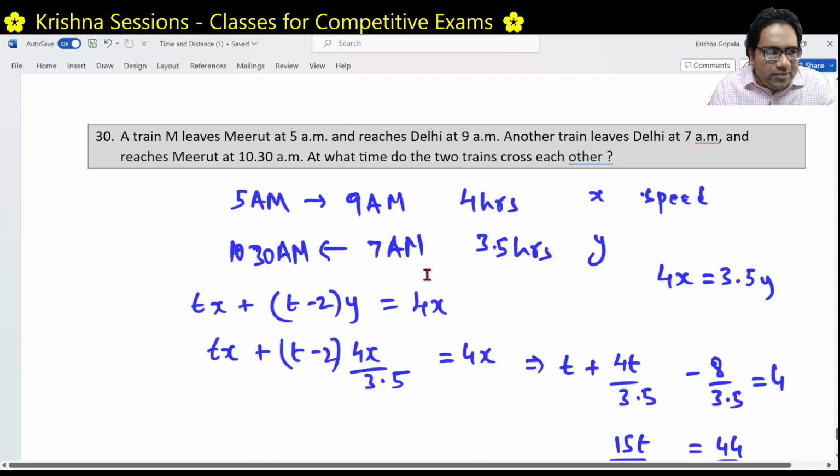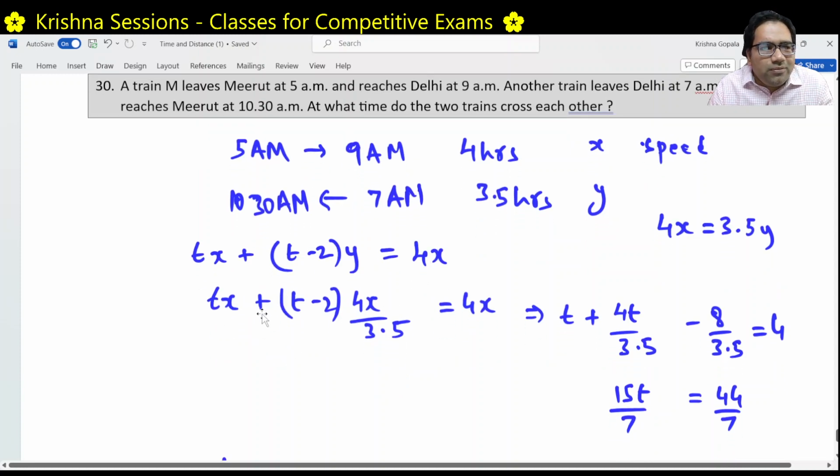4 into x, right? Now, what is y? We know 4x equals 3.5 into y, because the distance is the same for both the trains. So y is equal to 4x by 3.5. Let's substitute that. tx plus (t minus 2) into 4x by 3.5 is equal to 4x. Then all the x's will get cancelled.